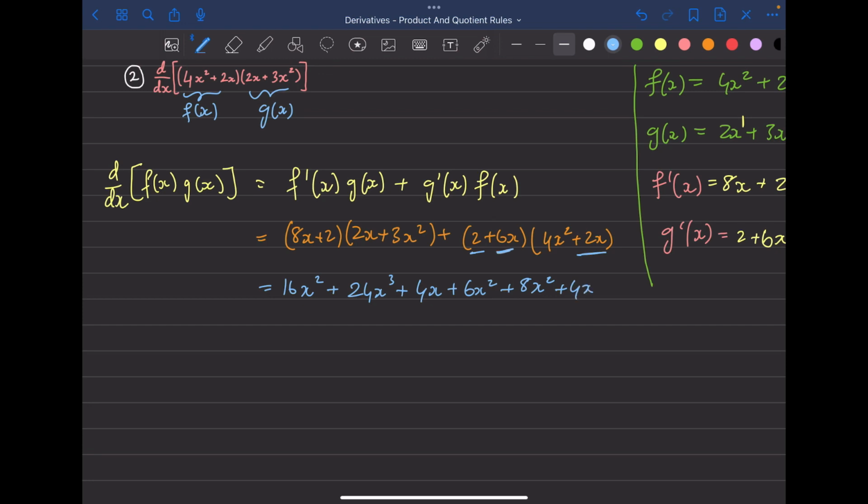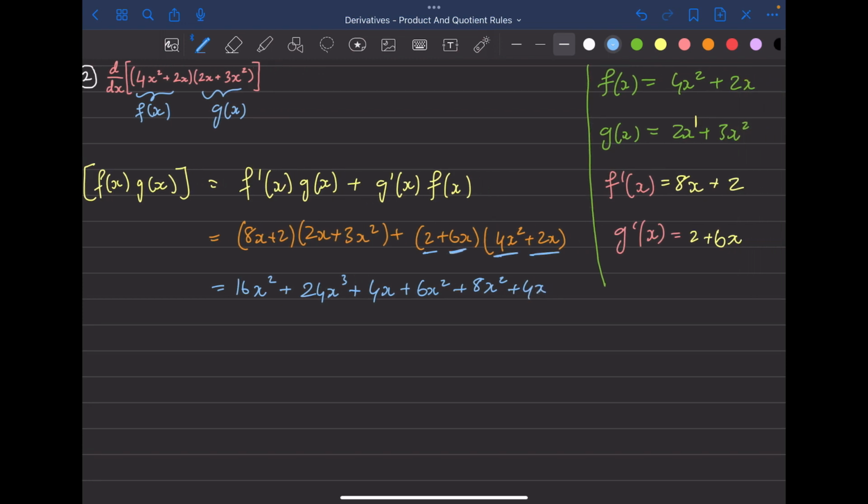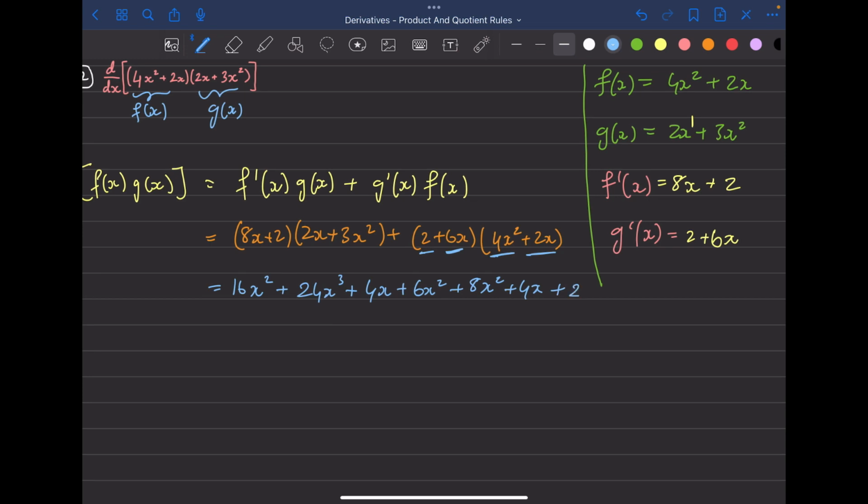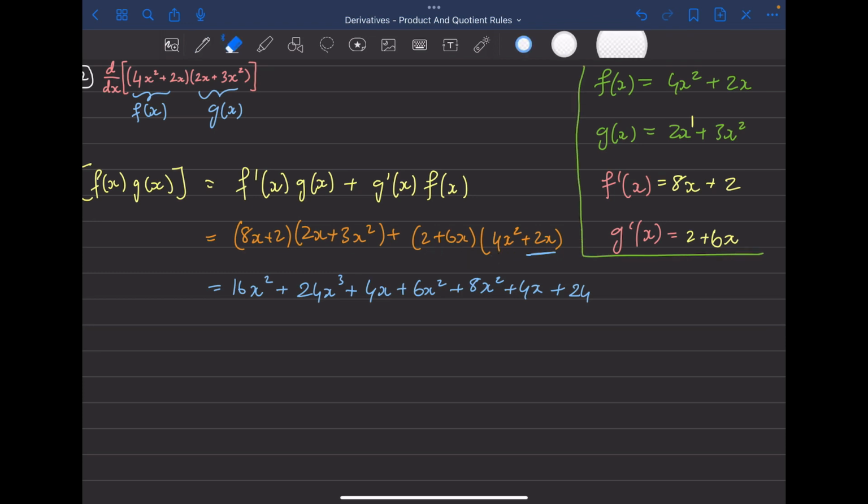And then 6x times 4x squared, I'm going to write plus, so 6 times 4 is 24. I'm going to do this again actually. So 6x times 4x squared, 6 times 4 is 24. x times x squared is x cubed. And then last one, 6x times 2x, so 6 times 2 is 12. And then x times x is x squared. And we're done with that.